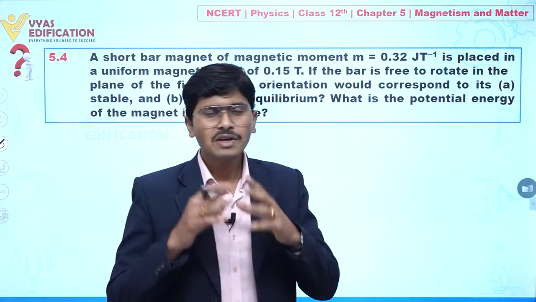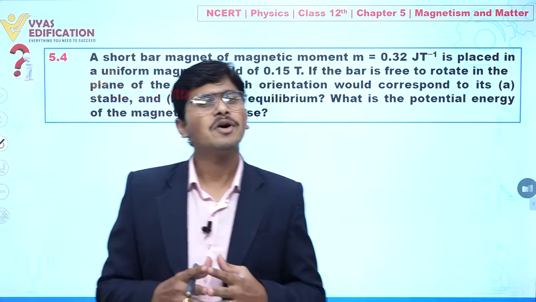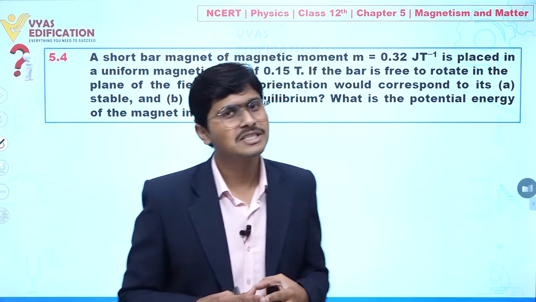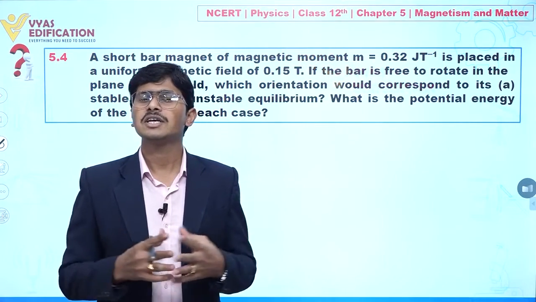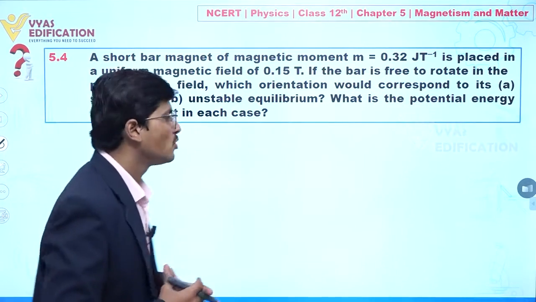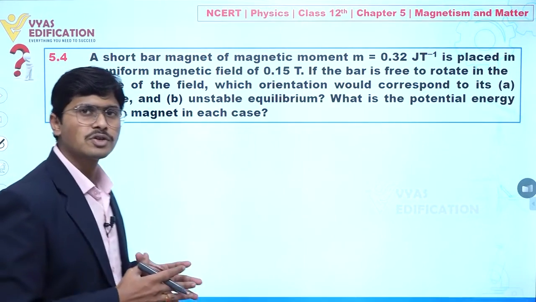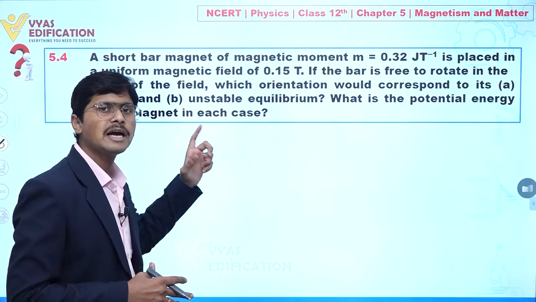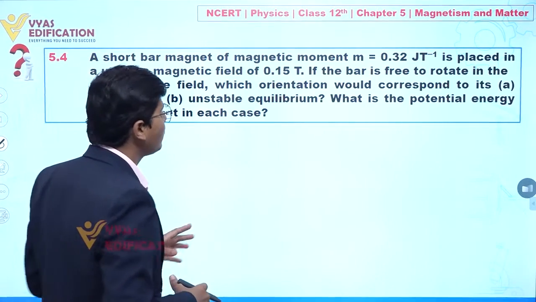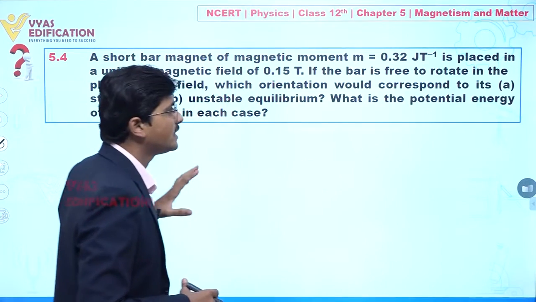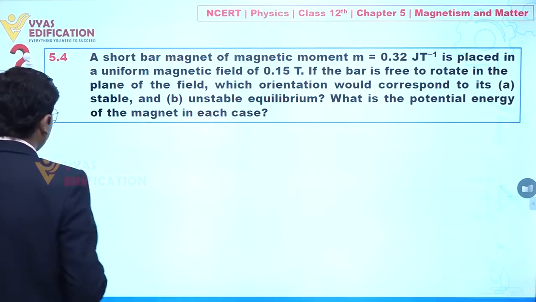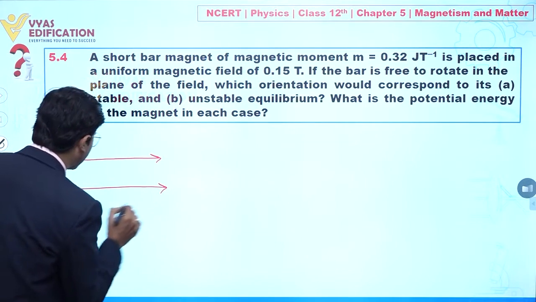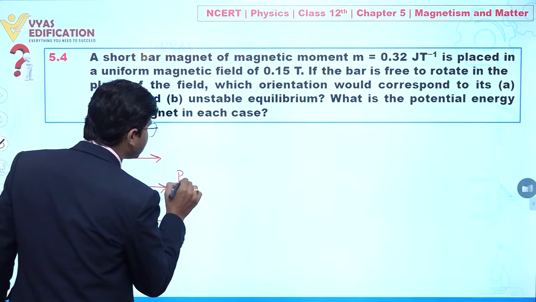Whenever you find this type of term, stable equilibrium or unstable equilibrium, it means this question is related to the potential energy of this dipole, or we can say the potential energy of this short dipole. First let us try to understand the concept of this question. After that we will find the answer of part A, stable and unstable equilibrium, and we will also calculate the potential energy in each case. So now consider, let's suppose I am assuming this is a uniform magnetic field, and the uniform magnetic field is in this direction.